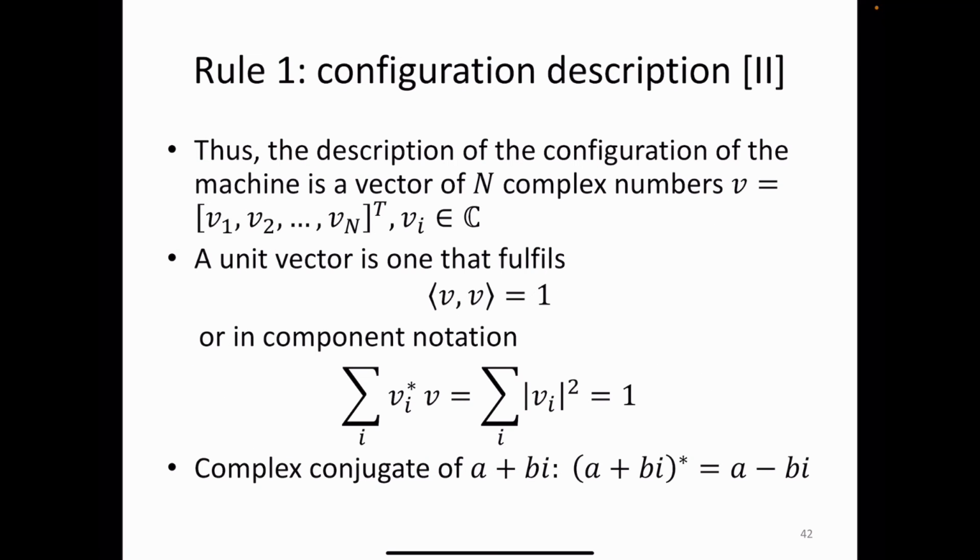The configuration description of the machine is a vector of these n complex numbers, so that didn't change. You still have an n component vector that holds, in that case, the probability amplitudes, not the probabilities. It's a unit vector, so it must fulfill that the inner product equals 1. Or in component notation, you have the complex conjugate transpose here, as we just mentioned before, and then you take the modulus equals 1. So the complex conjugate, just to sum that up, is the sign change of the complex part that you have.